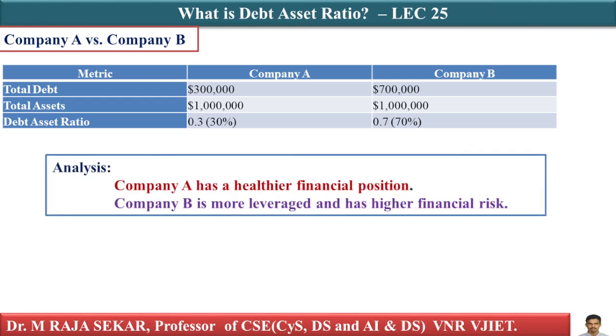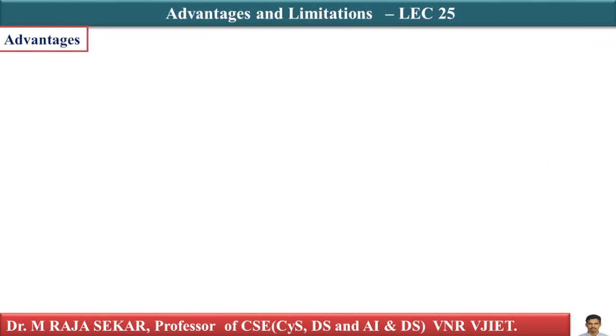What is the analysis? This analysis is important. Company A has a healthier financial position. Company B is more leveraged and has high financial risk. Low ratio, low risk, high equity. High ratio, high risk, potential for financial distress. Isn't it? What are the advantages?